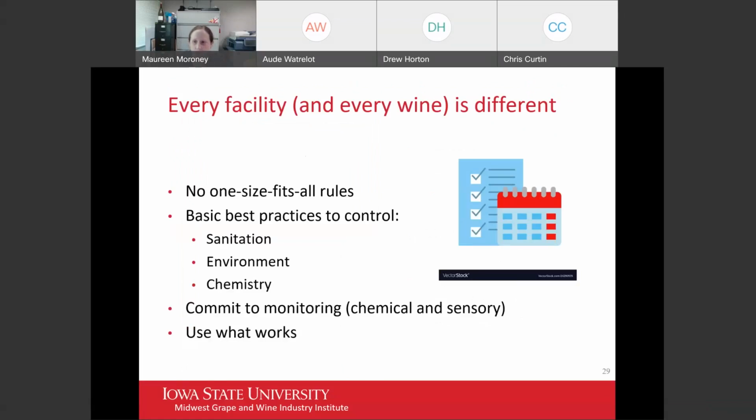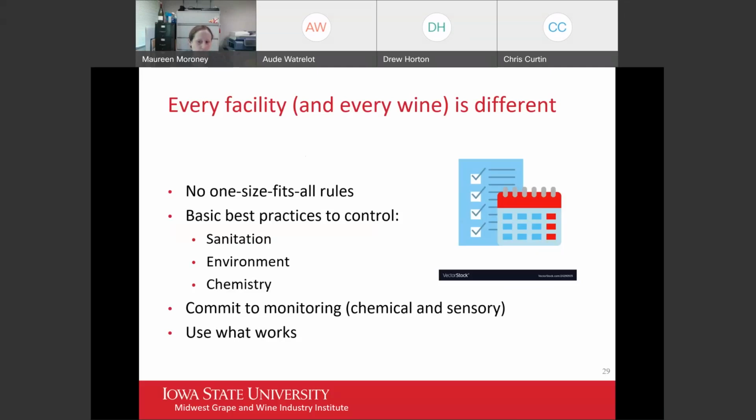So I've talked a lot about the options that we have. I've actually used that word options quite a lot. And that's because I know that every facility and every batch of wine is different, which means there are no universal rules to give you. The one thing I can tell you is that there are some basic best practices, and they involve controlling to the best of your ability those three things we talked about: sanitation, environment, and chemistry.